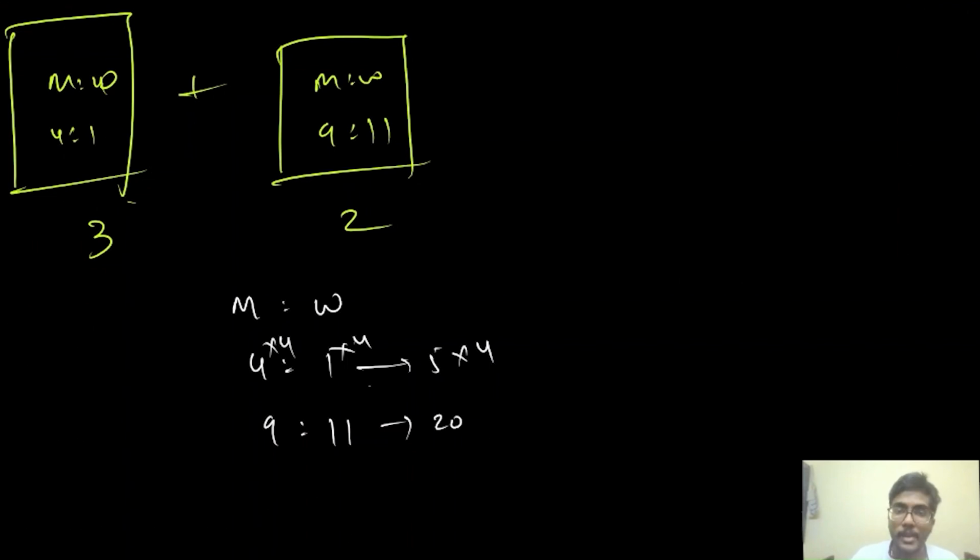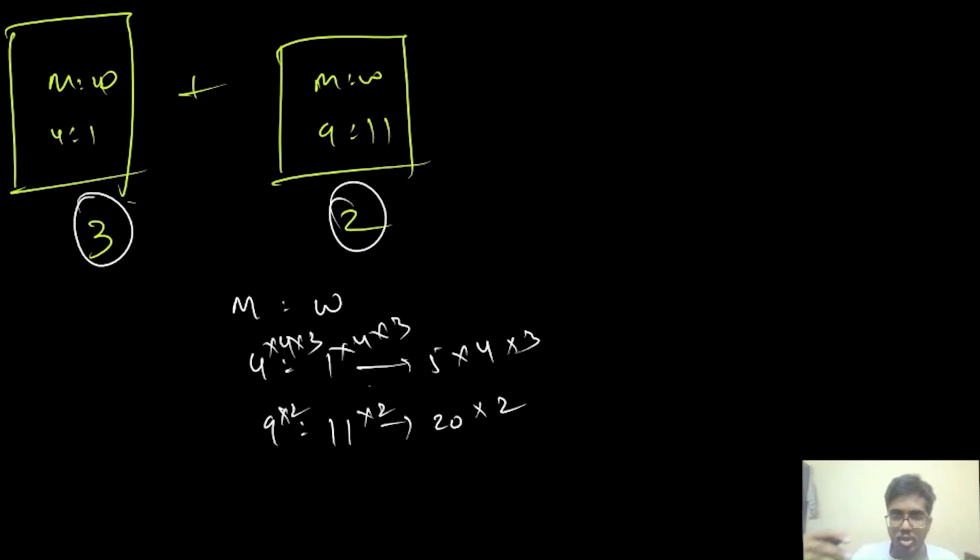And now multiply by 3, because we have 3 parts in the total for the first one. So multiply by 3 as well. Multiply by 3 and multiply by 3, and we have 2 in the second, so multiply by 2 in the second ratio. That's all you need to do. First thing, equate the total, and then multiply the individual ratio parts. So you get this ratio.